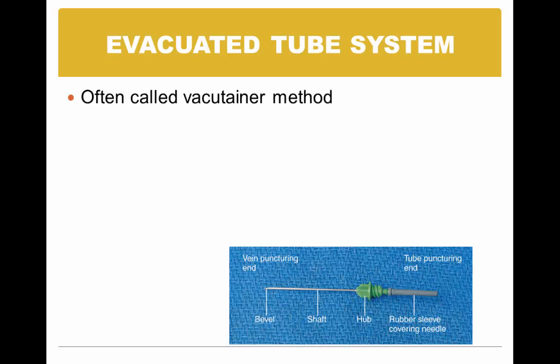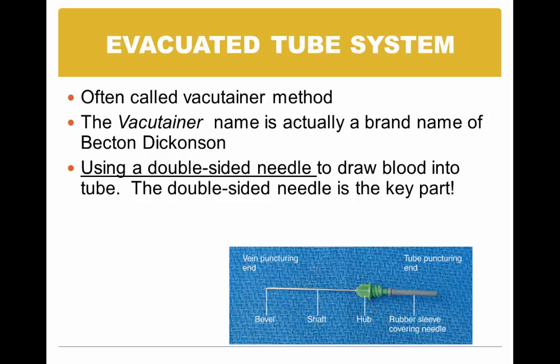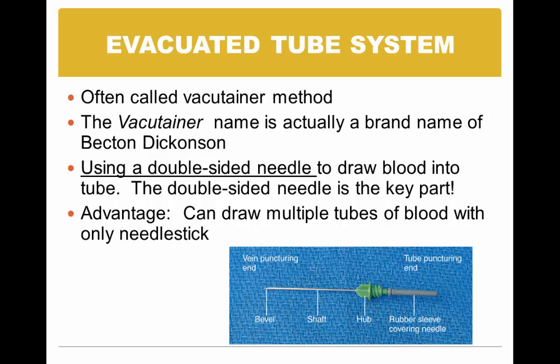The evacuated tube system is often called the Vacutainer method. The Vacutainer name is actually a brand name of Becton Dickinson. It uses a double-sided needle to draw blood into the tube. The double-sided needle is the key part of that. The advantage is that it can draw multiple tubes of blood with only one needle stick. And I think I showed you, or at least explained some of that to you the other day.